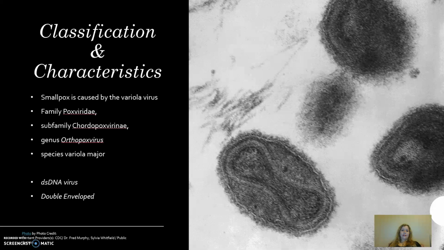There are other viruses in the orthopox genus, such as cowpox and monkeypox. These viruses are zoonotic, unlike smallpox, which can only be transferred person to person. The variola virus has double-stranded DNA and is double-enveloped, both of which contribute to pathogenesis.